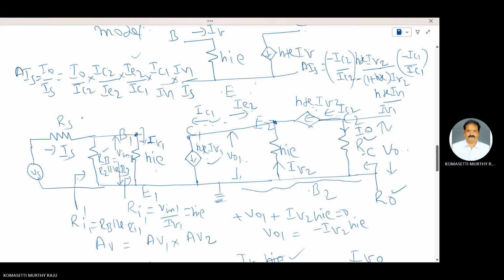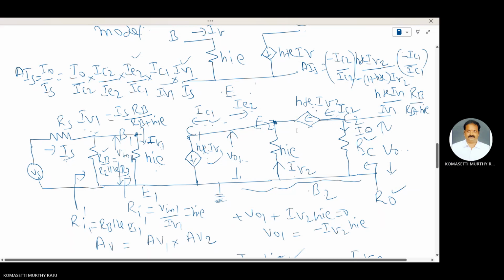Here IB1 is the current flowing through this HIE, according to the current division rule. The total current applied to this circuit is IS into the opposite resistance RB by RB plus HI. Therefore, last one, IB1 by IS is equal to RB by RB plus HI. This is the overall current gain.